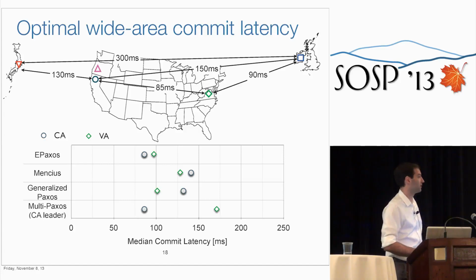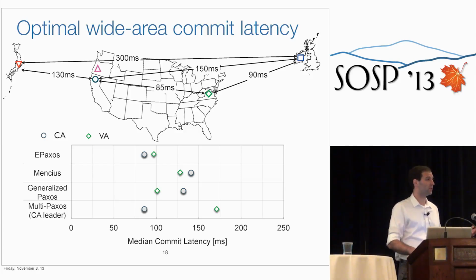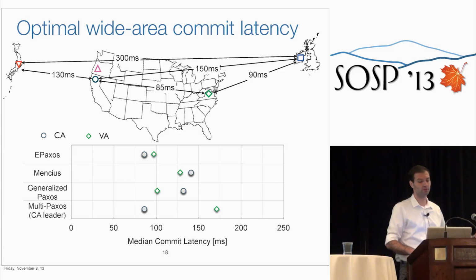For a client in Virginia, it has to first go to the leader in California, wait for the leader to commit that command, and then get back to the client in Virginia. So it takes almost twice the latency that an EPaxos client at the same location would experience.